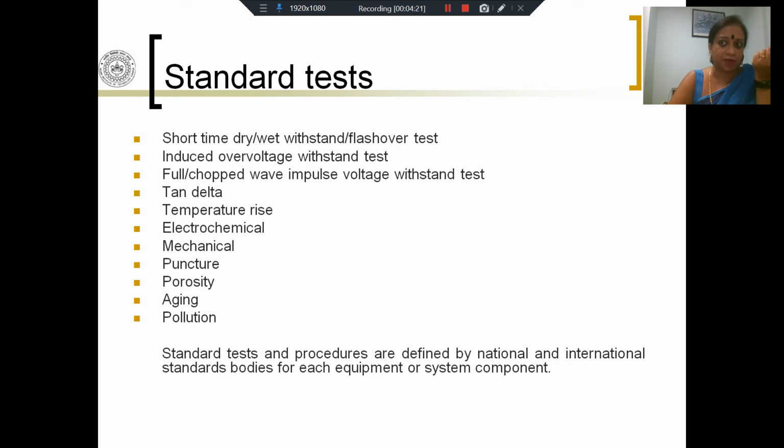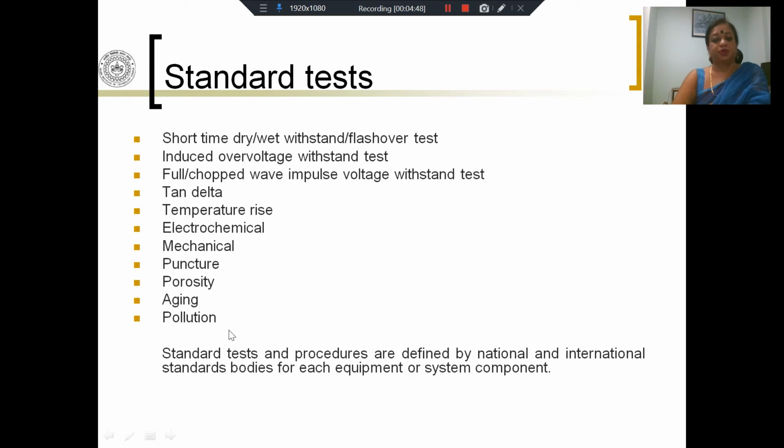So there might be some breakdown mechanisms which are relevant to chopped wave, even if the full wave can be withstood. Time delta measurement, that's your loss measurements, temperature rise measurements, electrochemical measurements, mechanical, puncture, that's your dielectric breakdown, porosity, because porosity can be important in terms of the water the material absorbs. If a lot of water is absorbed, the material may lose its insulating property.